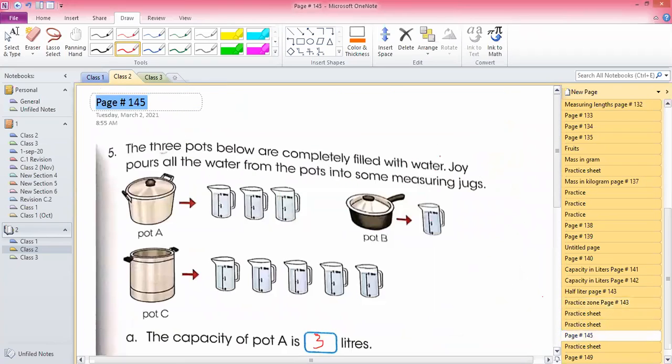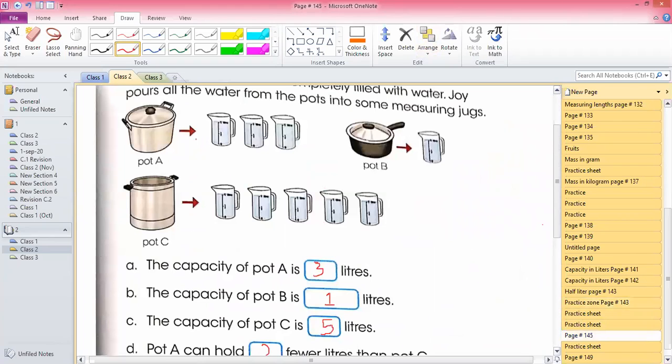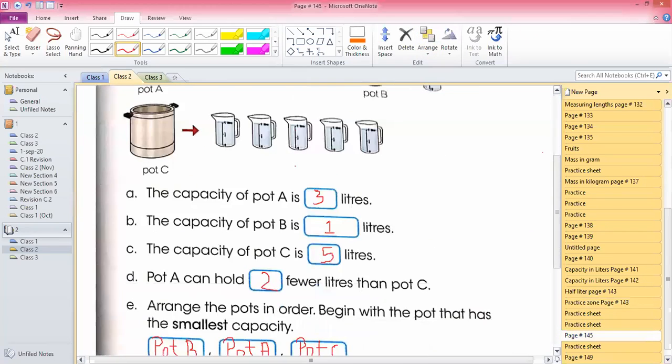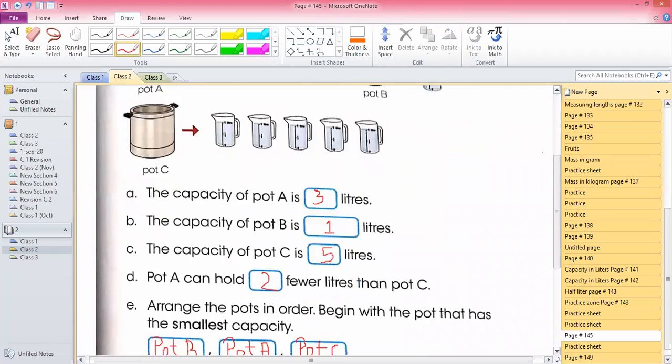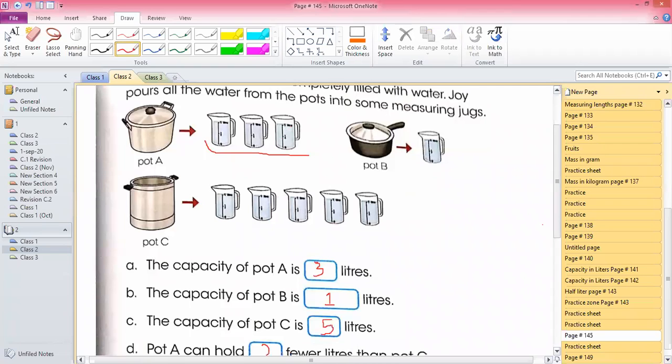On page number 145 in the last class, there were three pots: pot A, pot B, and pot C. What you had to do is check how many liter jugs it takes to completely fill each pot, and check which has more capacity and which has less. So pot A capacity is 1, 2, 3 liters, pot B capacity is only 1 liter, whereas pot C capacity is 1, 2, 3, 4, 5 liters.